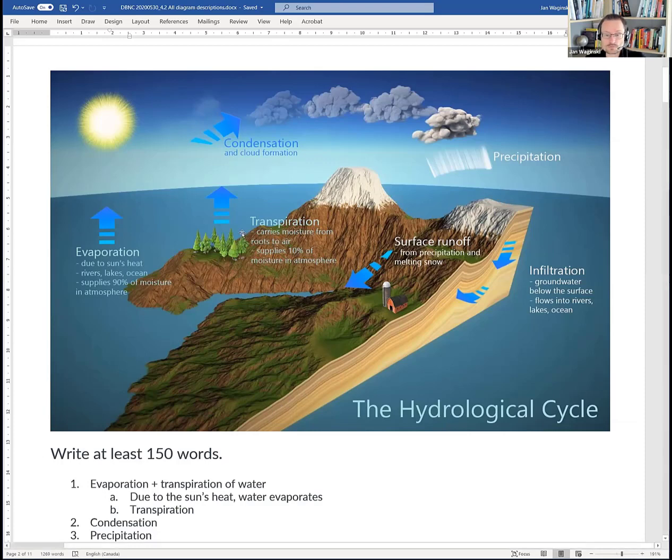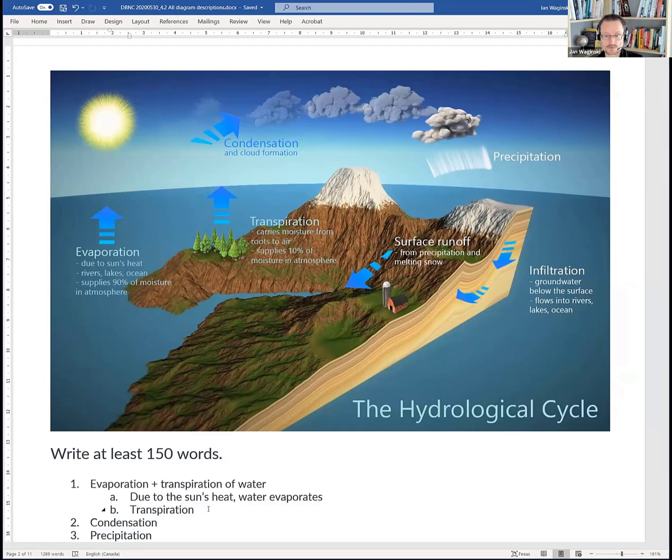But you need to paraphrase this material. You can't just copy the information from the points that explain the process. You have to put those in your own words. So we've got transpiration. First point: carries moisture from roots to the air. Second point: supplies 10% of moisture in the atmosphere. So transpiration carries moisture from the roots to the air. Yeah, but you have to put that in your own words.